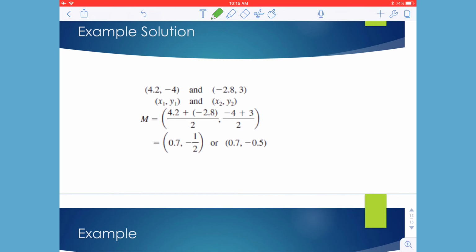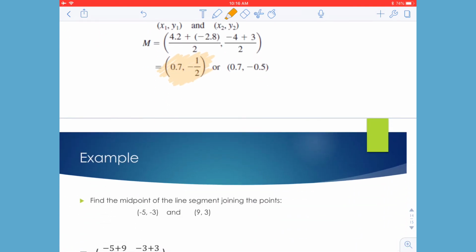If you look at my solution, I have done that. I've added the x's and divided by 2, added my y's and divided by 2, and I end up with the final solution of 0.7 as my x and negative 1/2 as my y.